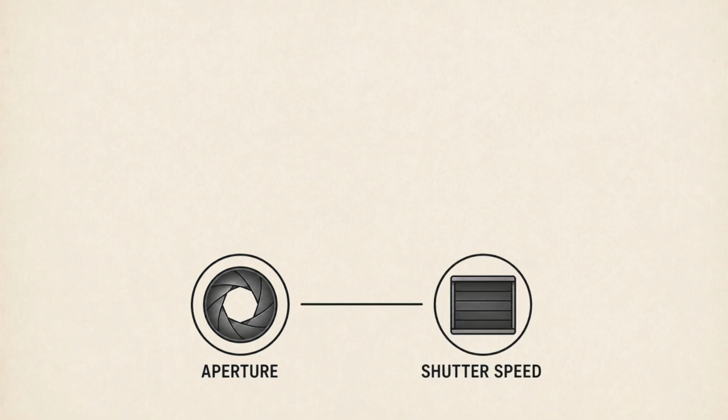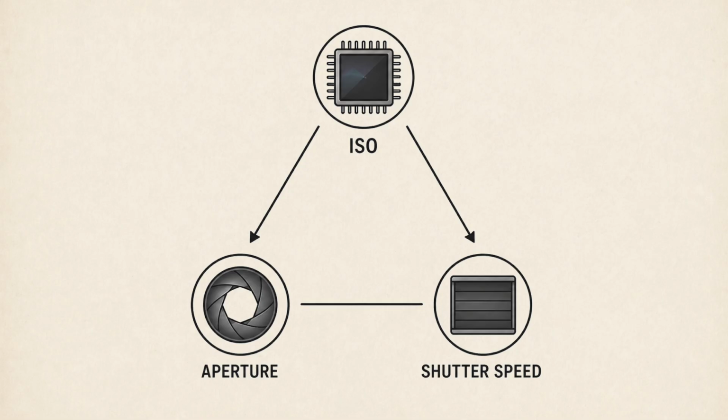So far on this channel, we've talked about aperture and shutter speed, and I've mentioned several times that exposure triangle. So the third point we're going to talk about today is ISO. ISO simply controls how sensitive your camera is to light.